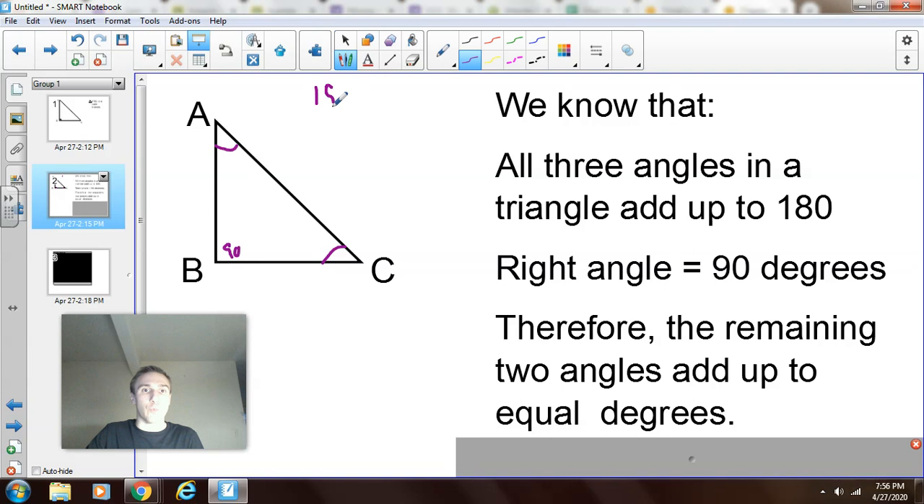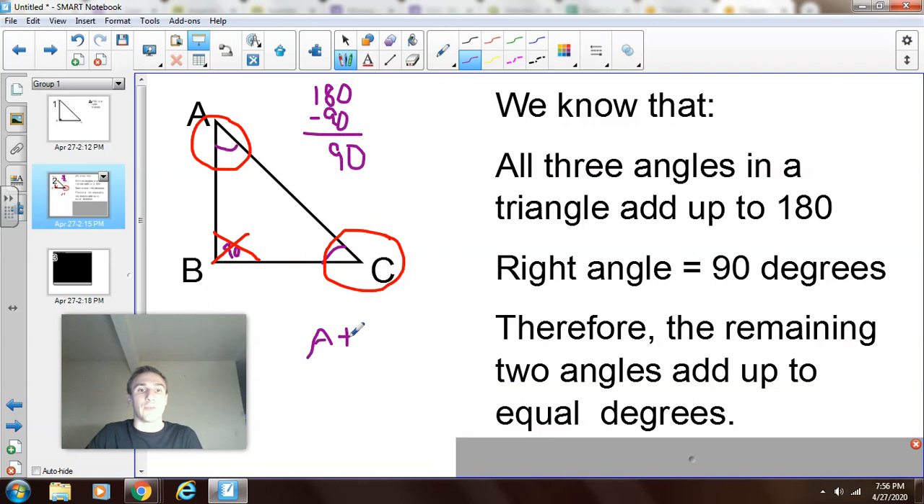So if I have 180 degrees in a triangle, and I have 90 degrees in my right angle, okay? And let's play this game right here. There's 90 degrees in this angle right here. We've already solved for it. Now we have to solve for this angle plus this angle. We're going to be left with 90 degrees. So whatever A is plus whatever C is equals 90 degrees.